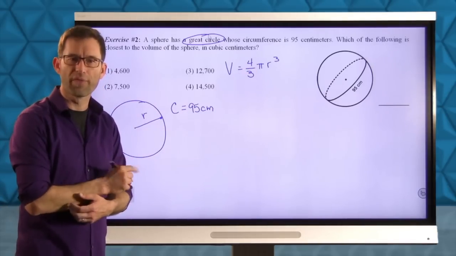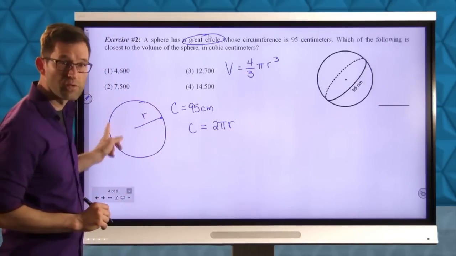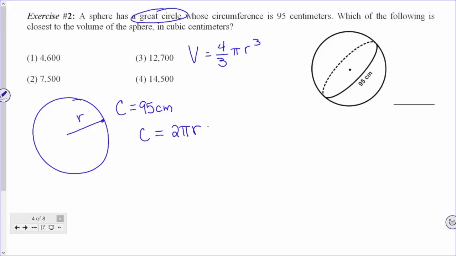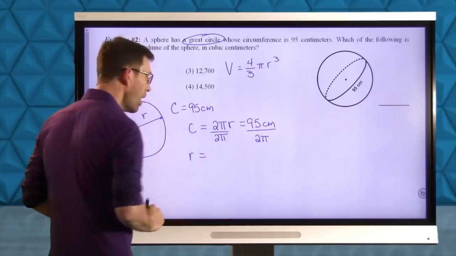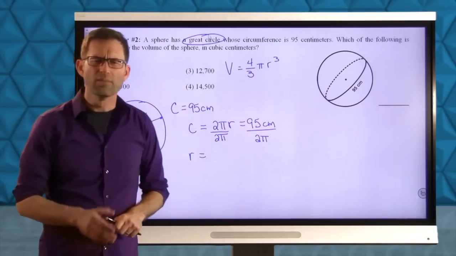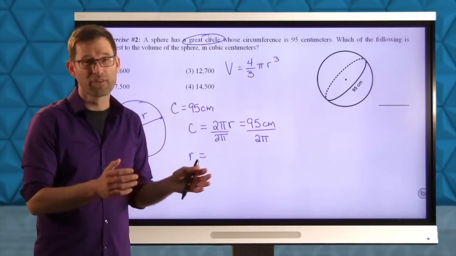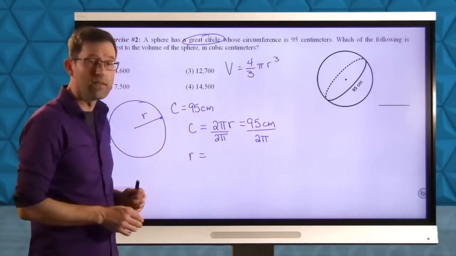Now, how can I figure out what that radius is? Well, I know that the circumference formula for a circle is pi times the diameter, or 2 pi times the radius. Right? That's the circumference formula for a circle. So if I set that equal to 95 centimeters, I can then divide both sides by 2 pi, and I can figure out the radius of my great circle, which is also the radius of my sphere. Now, do we do that now, get some long messy decimal, or do we kind of leave it like this?